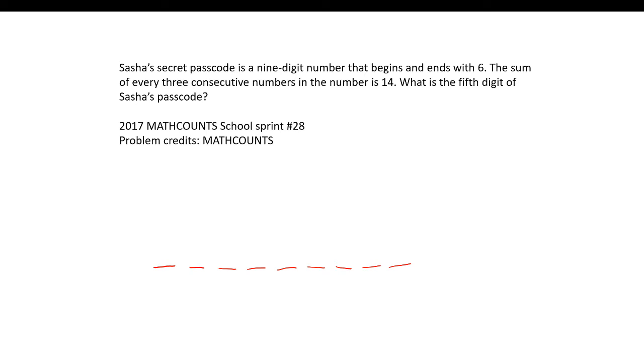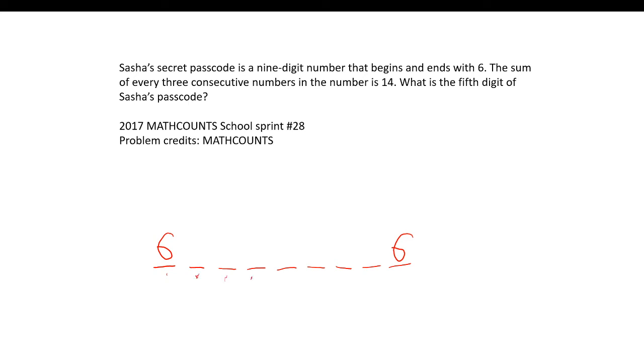Okay, first let's just label everything. Whenever we have a number theory problem in which we're asked to find some number, label everything using this. So the sum of every 3 consecutive numbers is 14. Basically this plus this plus this is 14, and this plus this plus this is 14. So we just move like this. These 3 have to add to 14, and we start from here. These 3 have to add to 14.